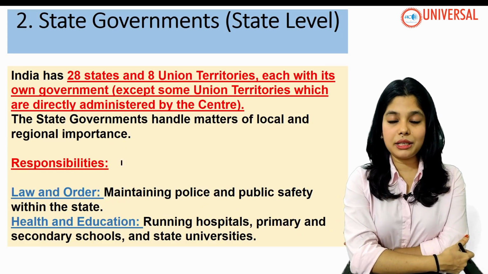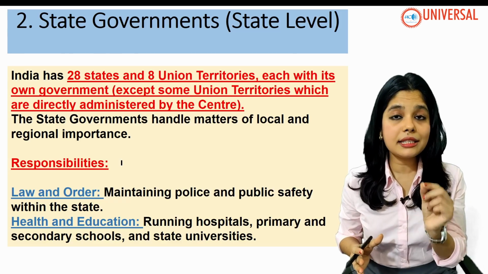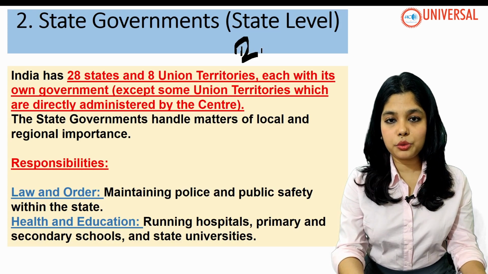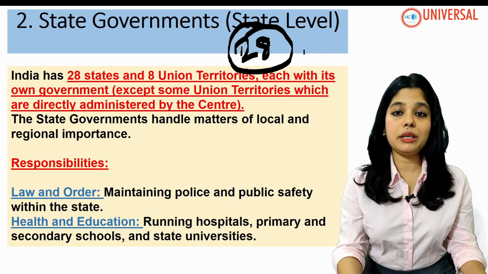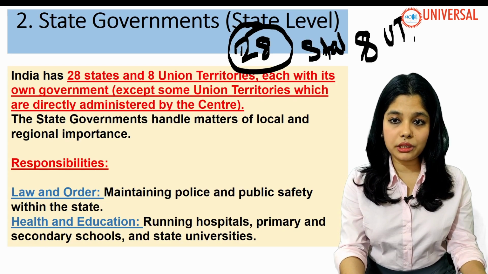Now we go towards state government. At the state level, we have currently 28 states and 8 union territories. Many a time you get confused, my dear students. So we have 28 states and you have your 8 union territories.